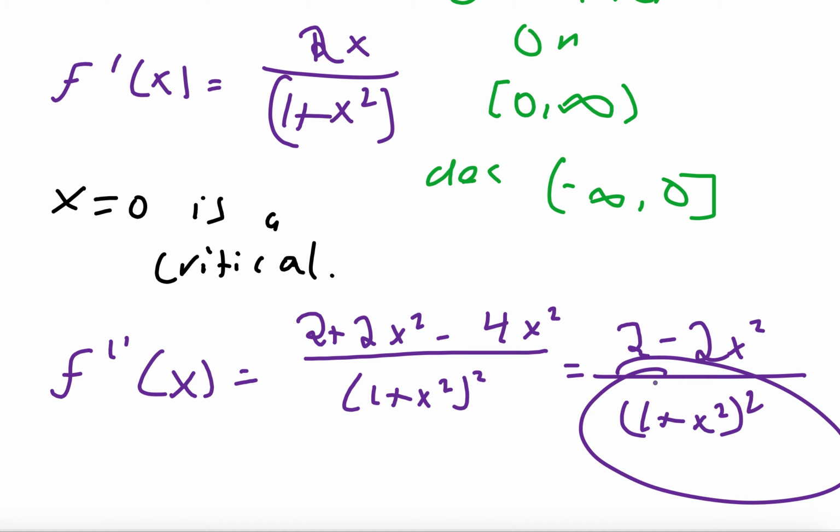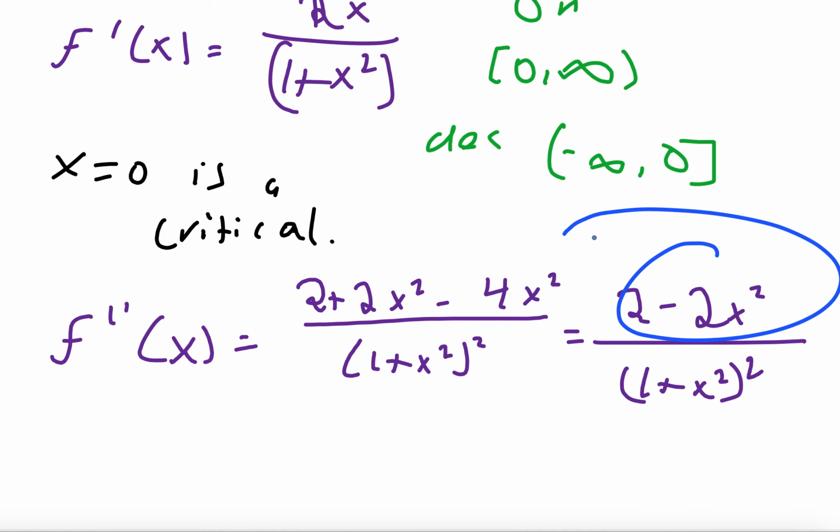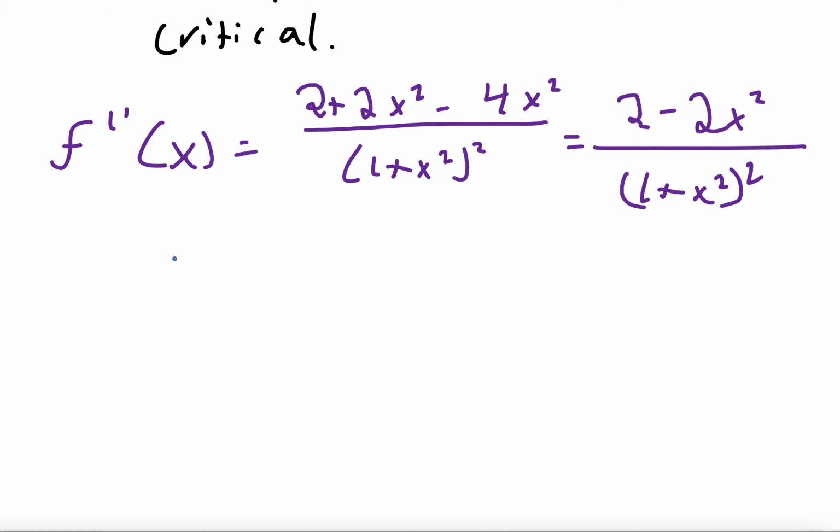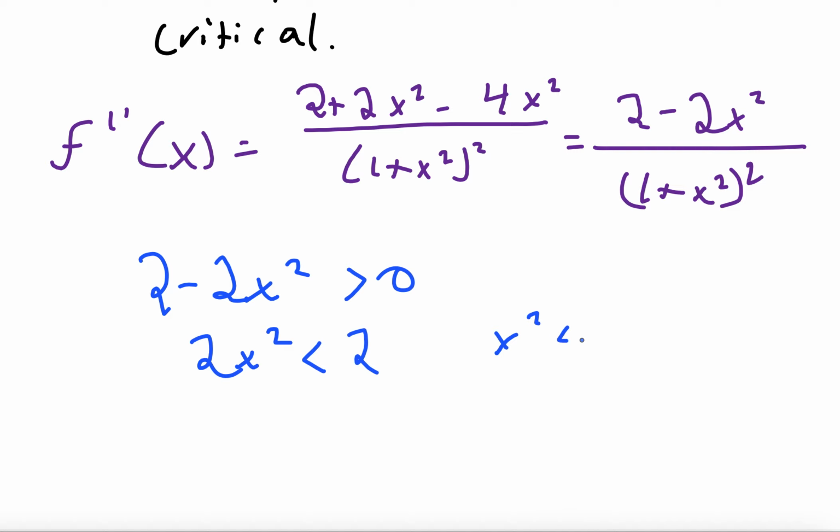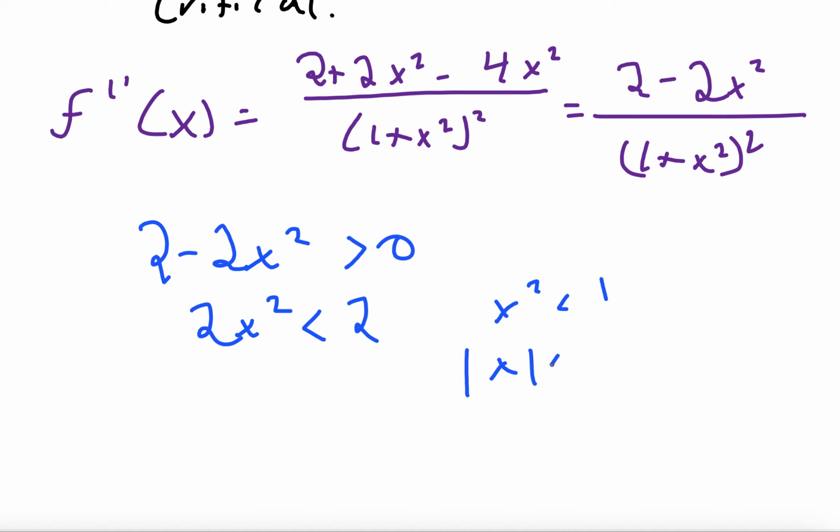Now, of course, the denominator remains positive, and so the only thing we have to worry about with positives and negatives is the upper part. When is that less than 0, and when is that greater than 0? So if 2 minus 2x squared is greater than 0, we get 2x squared is less than 2, which means x squared is less than 1, which means the absolute value of x is less than 1.